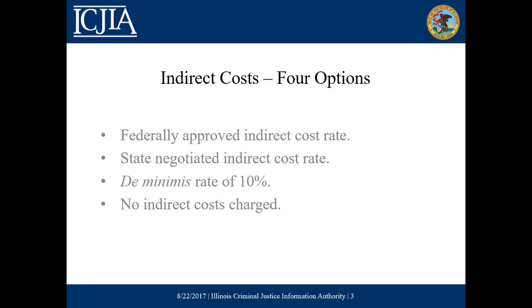If your agency has a federally approved indirect cost rate, you may charge that rate to the agreement. You may negotiate a state indirect cost rate. You may charge the de minimis rate of 10%, or you can elect to not charge any indirect costs at all.